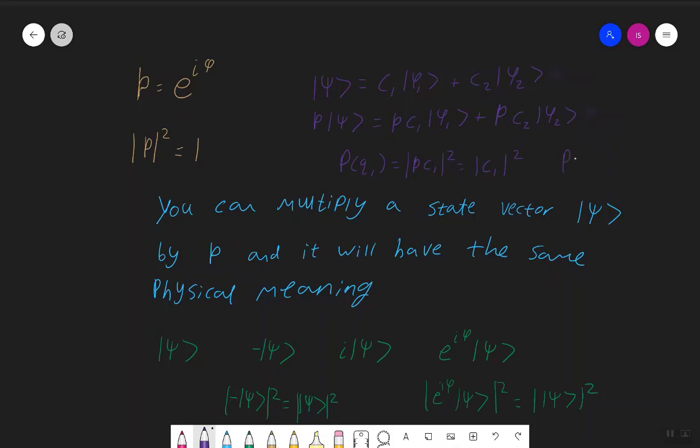Same thing, you can show the probability of Q2 would be the phase times C2 norm squared, which is just C2 norm squared. Okay, so normalization, probabilities of the observable, none of that is changed when you multiply the wave function by a phase. So it has the same physical meaning if you multiply it by a phase. Now, this doesn't mean you can multiply each term by its own phase. In fact, if you multiply each term by its own phase, normalization will not change and these probabilities won't change, but the probabilities of other observables might.